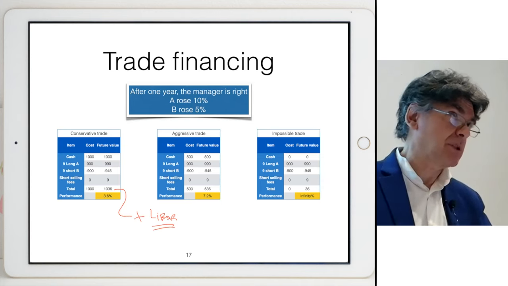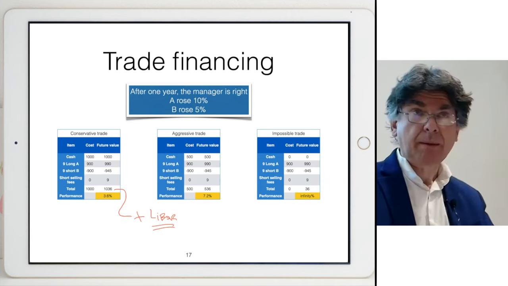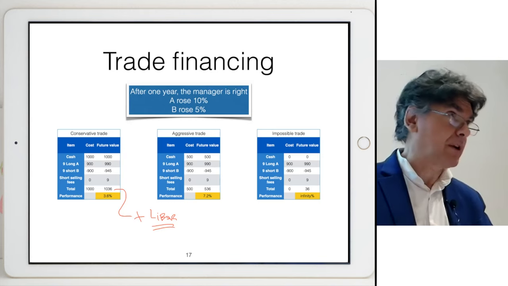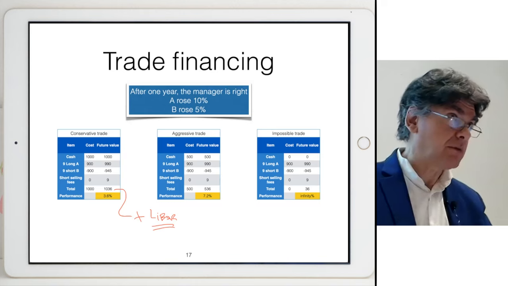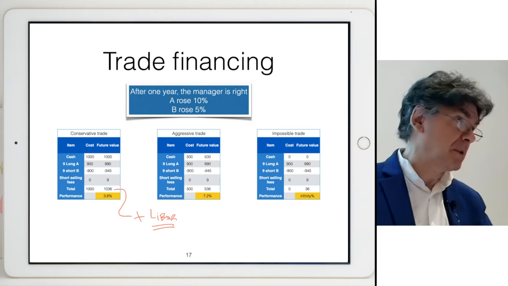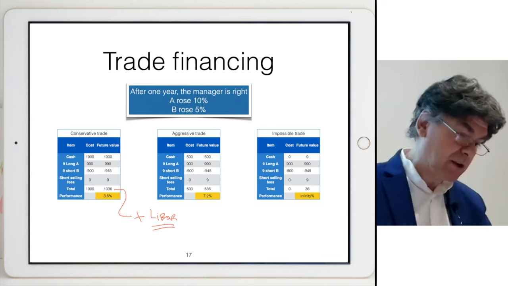So this is 3.6% in addition to the risk-free rate. So it's not so bad. It's not so bad, right? But when I say it's not so bad, what am I comparing it with? My snow fund that was giving me 7.2% after fees or 10% before fees? Maybe that's not a good comparison. So let's compare with the market.